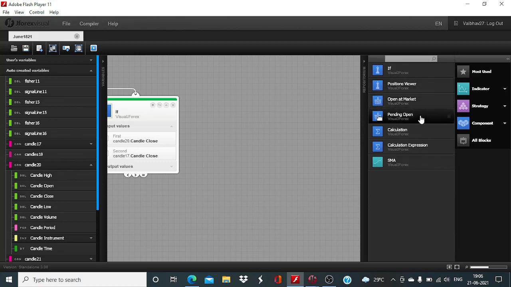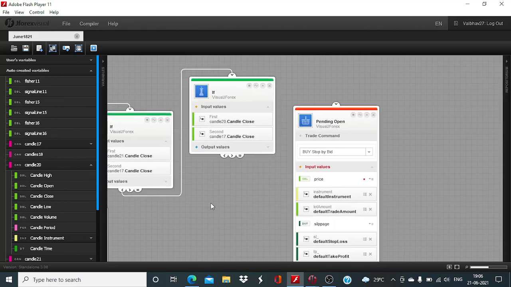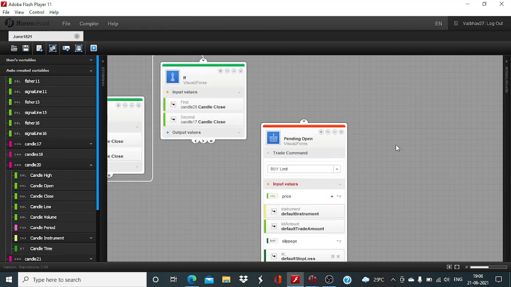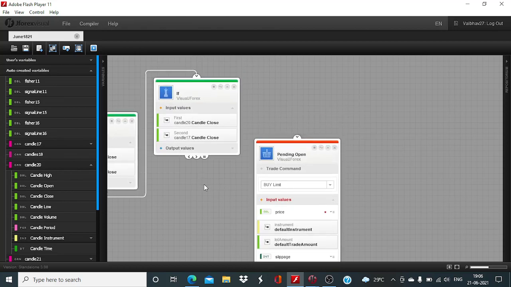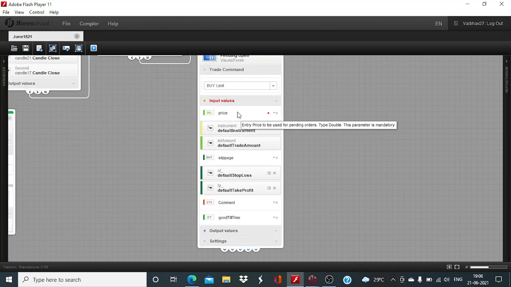Now we have to bring in the trade command block, and this time around we are going to place a pending order, not a market order, and this is going to be a limit order, buy limit. That means it is going to be below the current market price. Now coming to this trade command block, we have to define its input values.